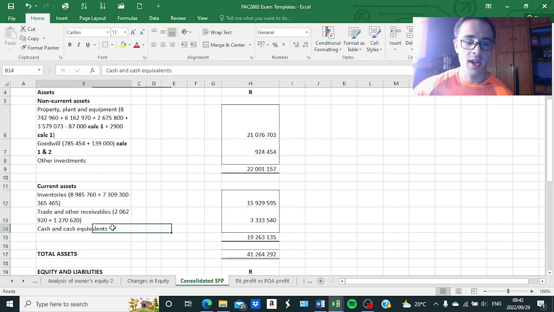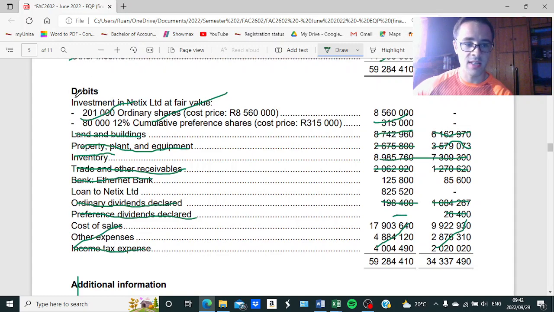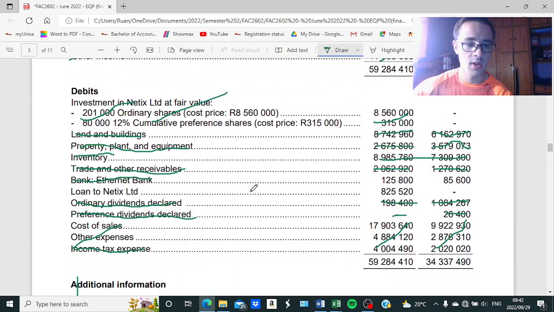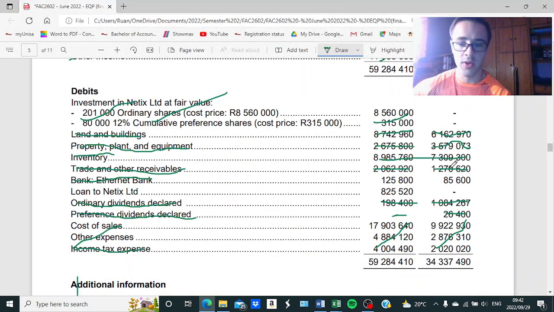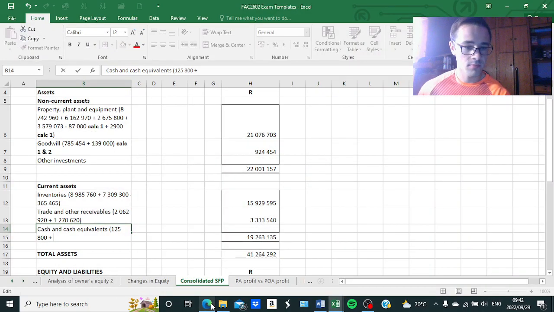And then your cash and cash equivalents, we have bank. The bank is given as a debit balance, so it is a favorable bank balance. There's no bank overdraft. So we'll just add these amounts together, 125,800. And then you add the balance for the subsidiary, which is 85,600.